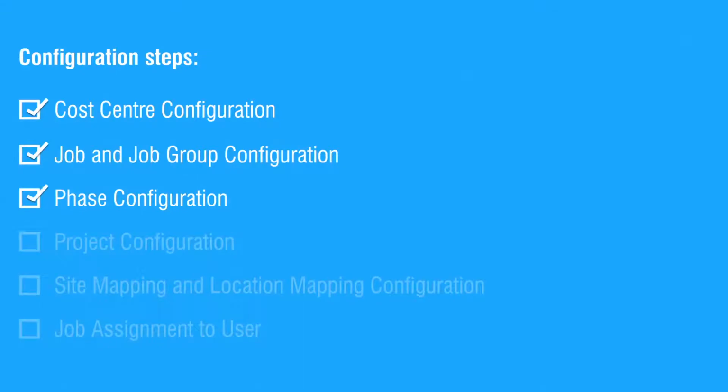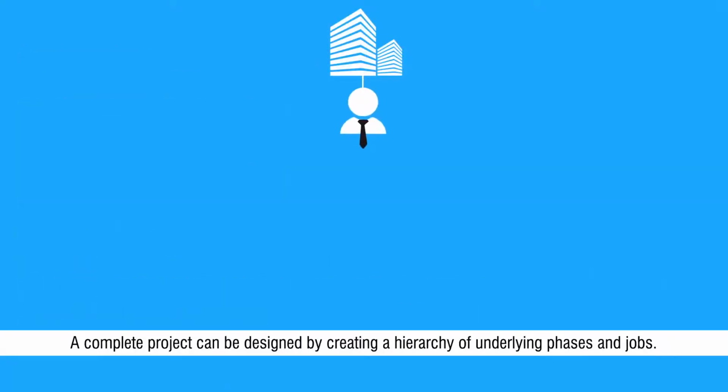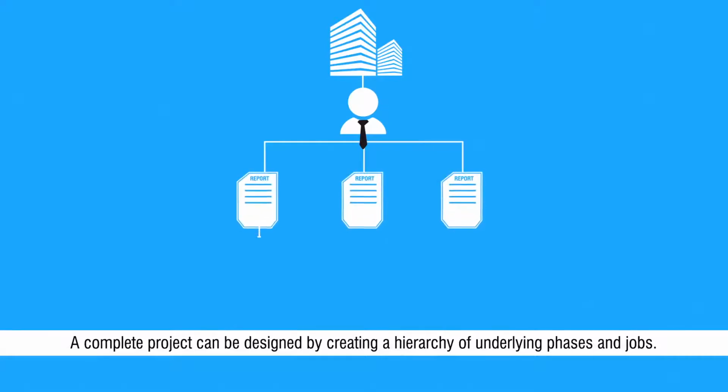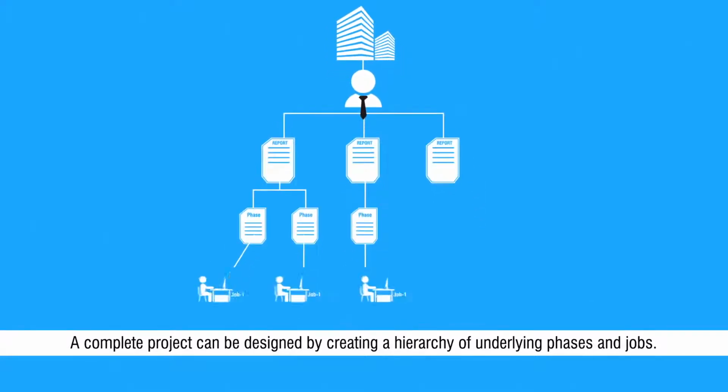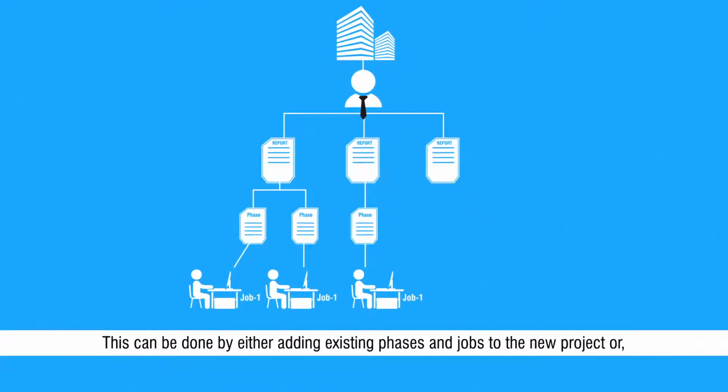This completes the third step. Let us move on to the fourth step for project configuration. A complete project can be divided by creating a hierarchy of underlying phases and jobs. This can be done by either adding existing phases and jobs to the new project or by creating new phases and jobs from this page.